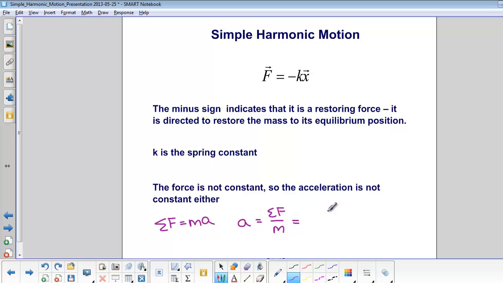If the force is the spring force, it would be equal to negative kx divided by m. Therefore, if the displacement is positive, the acceleration is negative, and if the displacement is negative, the acceleration is positive. They will always be in the opposite direction.